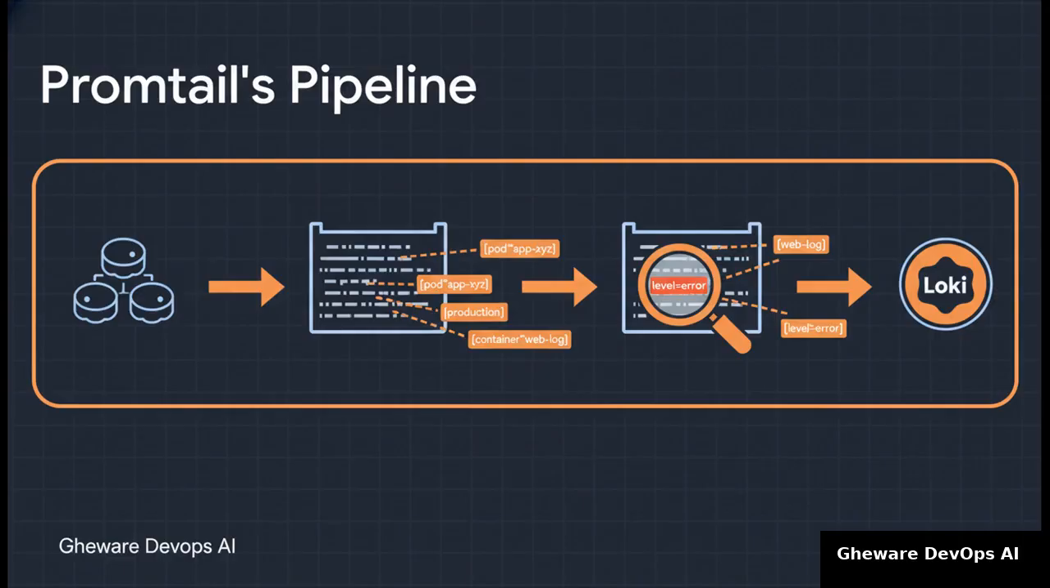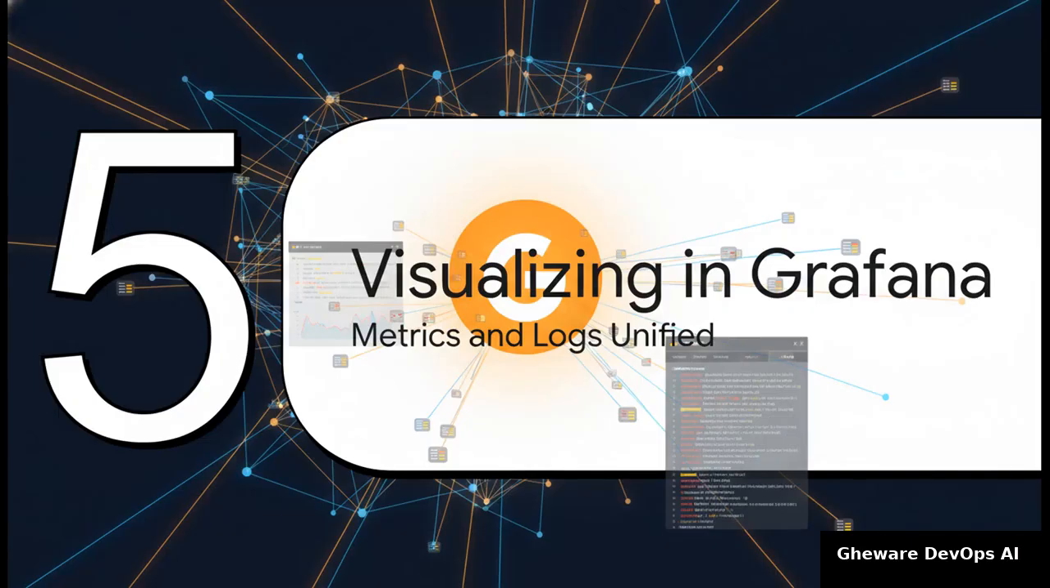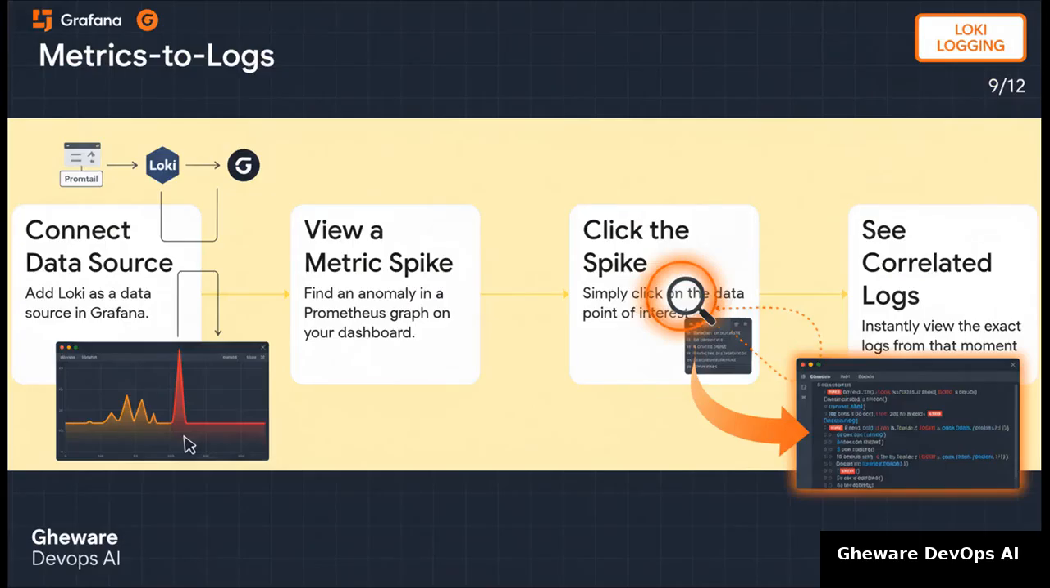It's so powerful. Okay, let's put it all together inside Grafana. This is where the magic really happens, and you see how all these pieces create something amazing. This right here, this is the killer feature. Once you've added Loki as a data source in Grafana, you can do this. You see a spike in errors on the Prometheus graph, you click it, and boom. Grafana instantly pulls up the exact log lines from that exact moment in time with the exact same labels. It is an absolute game changer for debugging.